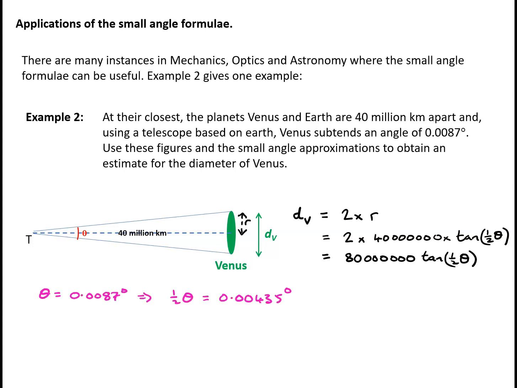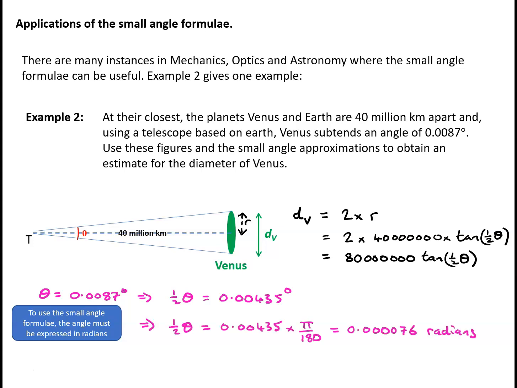Now theta is 0.0087 degrees. So a half theta is 0.00435 degrees. But if we're going to use the small angle formulae, we must have our angles in radians. To turn an angle in degrees into an angle in radians, we need to multiply by pi and divide by 180. So our angle, a half theta, is either 0.00435 degrees or it's 0.000076 radians.